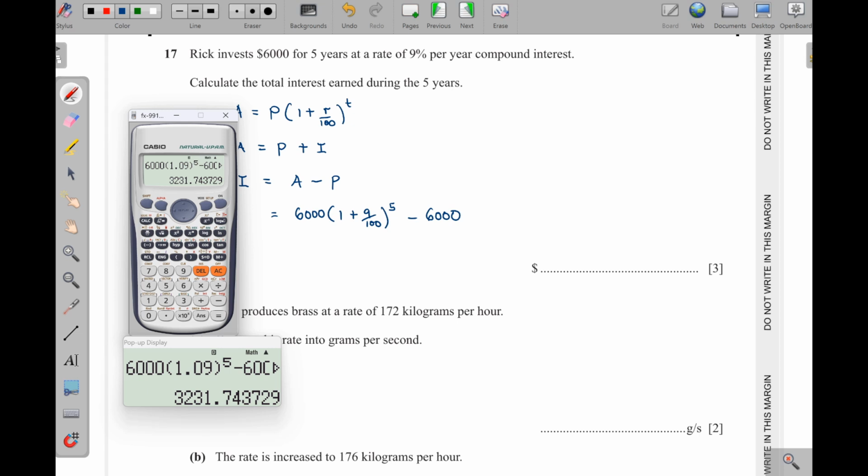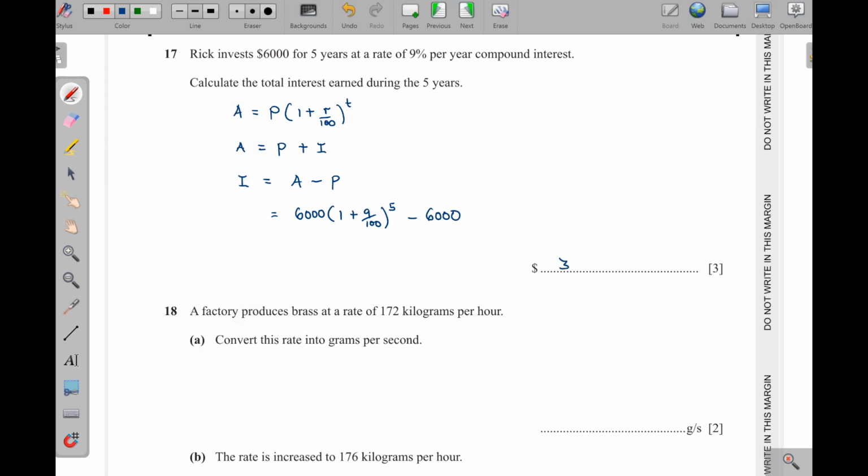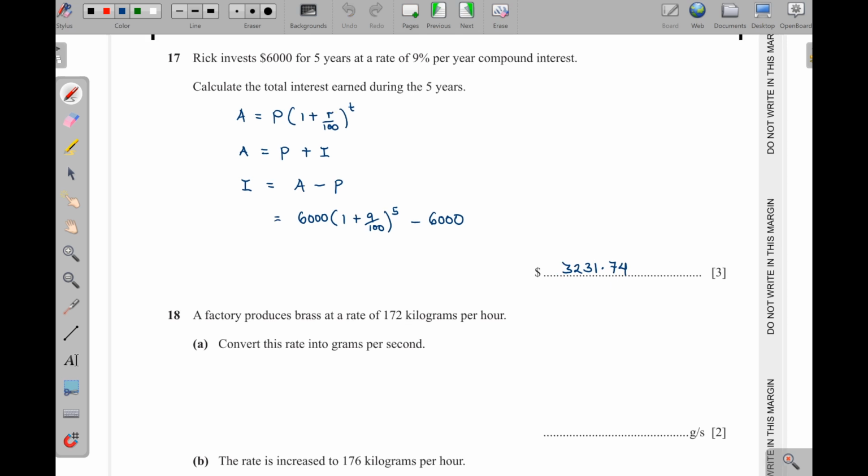3231.74. Or you can write this to 3 significant figures and you write 3230. But who can accept to lose his or her dollar? So just write with 2 decimal places here, okay?